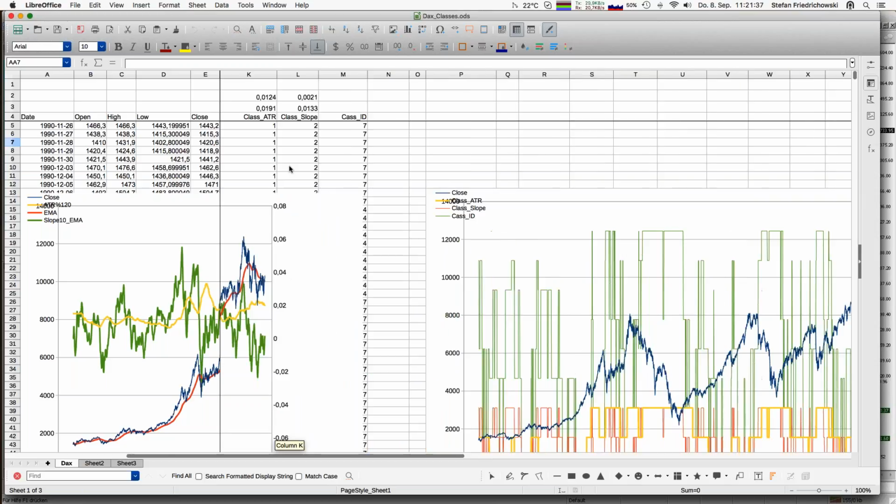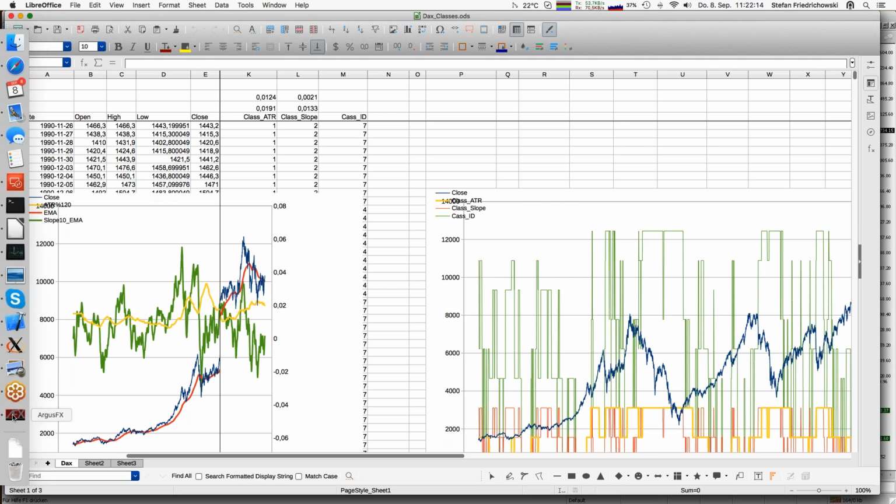But now the next task is simply, can we find already some rules for those classes? And the first step we can do always in this case is we can look at what changes within the DAX we have from one day to the other day for a certain class. And let's think that from a chart perspective back.